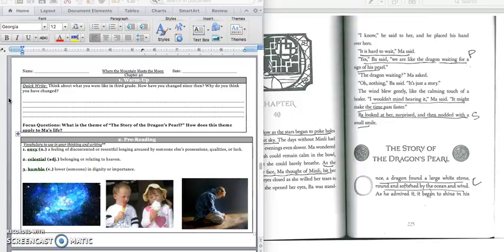Today we want to know, what is the theme of the story of the Dragon's Pearl? How does this theme apply to Ma's life? Okay, so we're thinking back to Ma today.